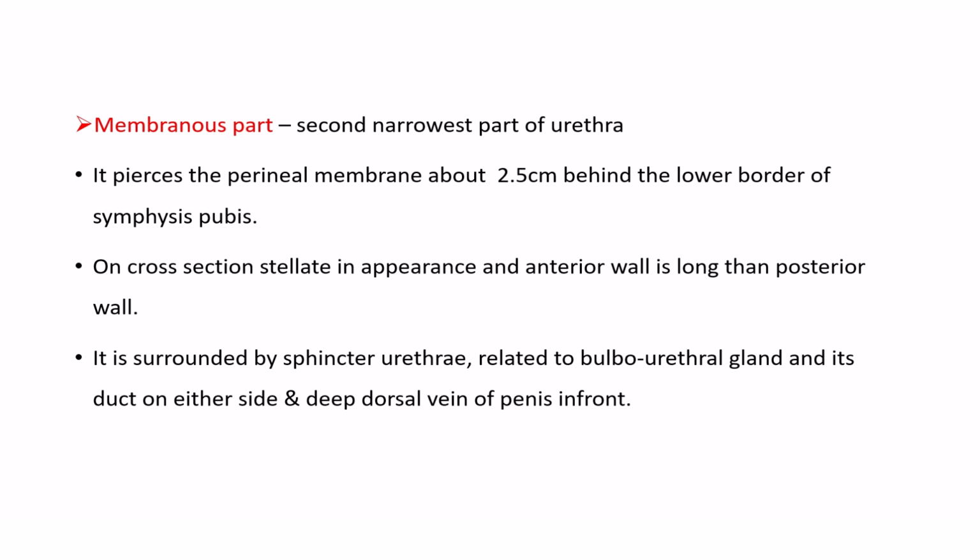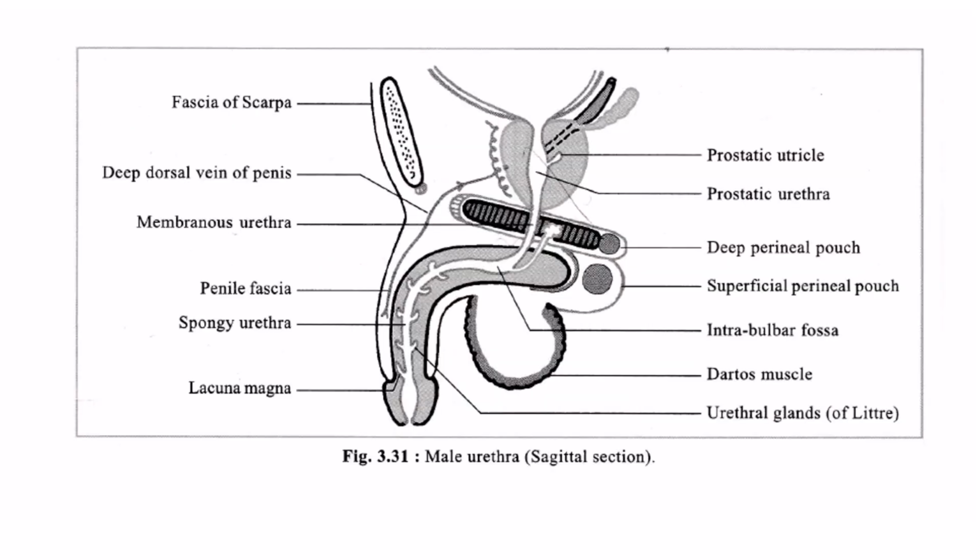On cross section, the lumen is stellate or irregular. On each side of the membranous urethra, bulbourethral glands are present along with their ducts. In front, the deep dorsal vein of the penis enters the pelvic cavity between the transverse perineal ligament and the arcuate pubic ligament. So next, coming to the spongy part.